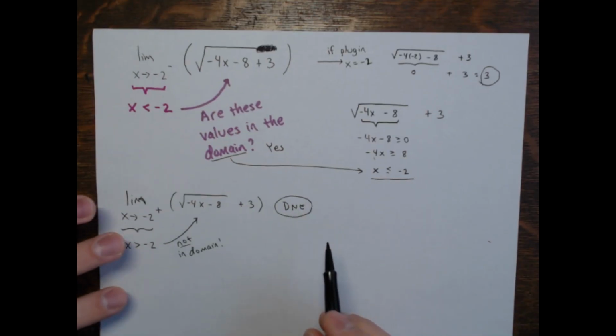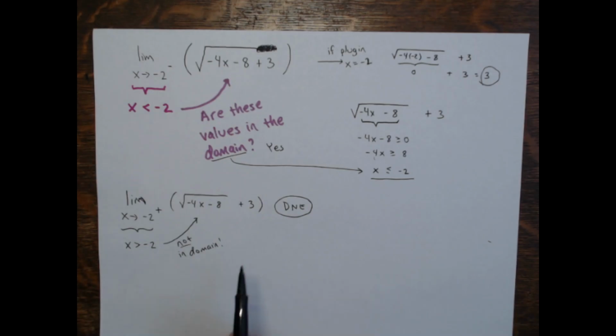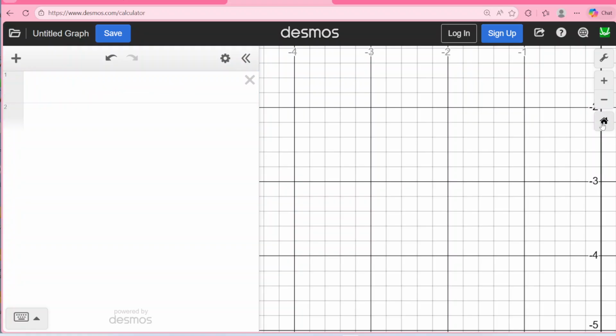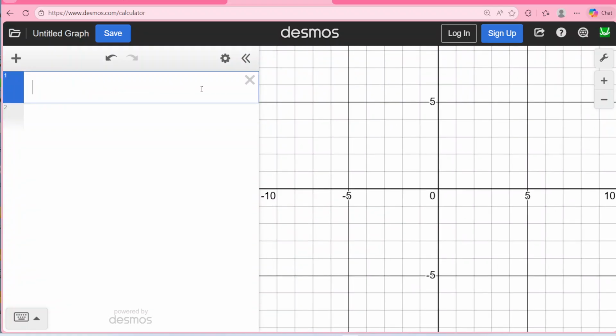There's nothing to do. There's no graph to the right of negative 2, and I'll show you that. Go to Desmos. So here's the expression we were given. I'll make it a function: y equals the square root of negative 4x minus 8, and then plus 3.